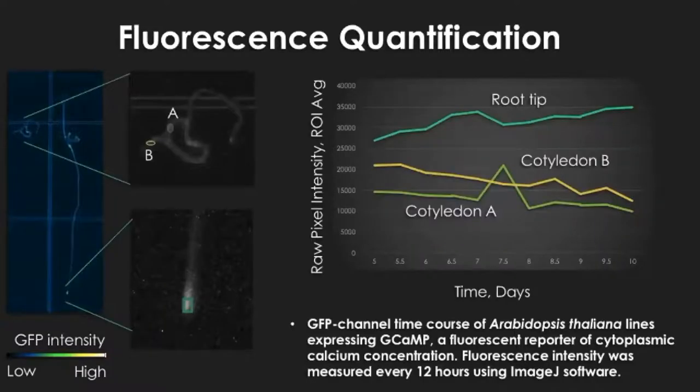This change in fluorescence intensity can be plotted over time to quantify the change. I'm currently developing ImageJ scripts to more easily analyze changes over time in different regions of interest.